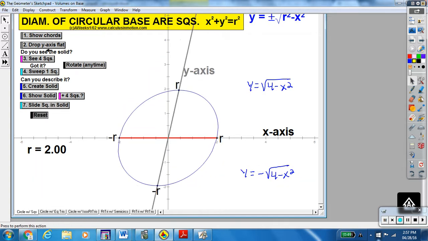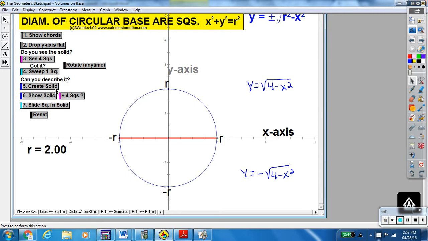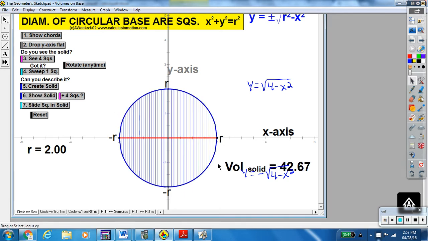Reset it. What you see on your paper is that you don't actually see the squares. If you're looking at it top to bottom, you just see these lines, because you have to imagine these are really skinny slices. So when you look at it from the aerial view, you're basically just seeing this line. Okay, see, so there's my solid.